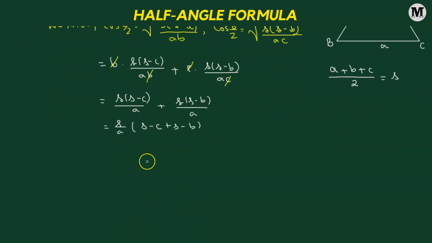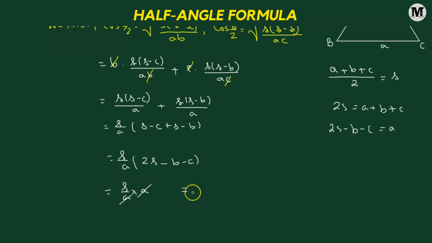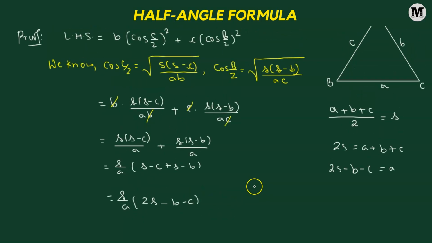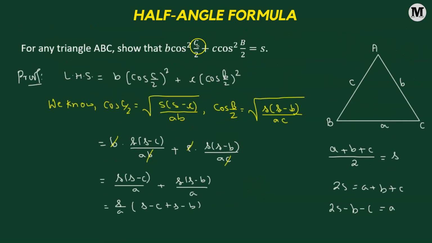Fine. Let's further simplify. Now we have s over a multiplied by, now s plus s, that's going to be 2s minus b minus c. Now 2s is given by a plus b plus c. So if we subtract b and c from both sides, we have 2s minus b minus c, which is going to be equal to a. Now that means we have s over a multiplied by a. Now we can cancel a from both, and that's going to leave us with s, which is the expression on the right-hand side. So here we have successfully shown that the given expression b times cosine squared C over 2 plus c times cosine squared B over 2 equals the semi-perimeter of the triangle ABC.